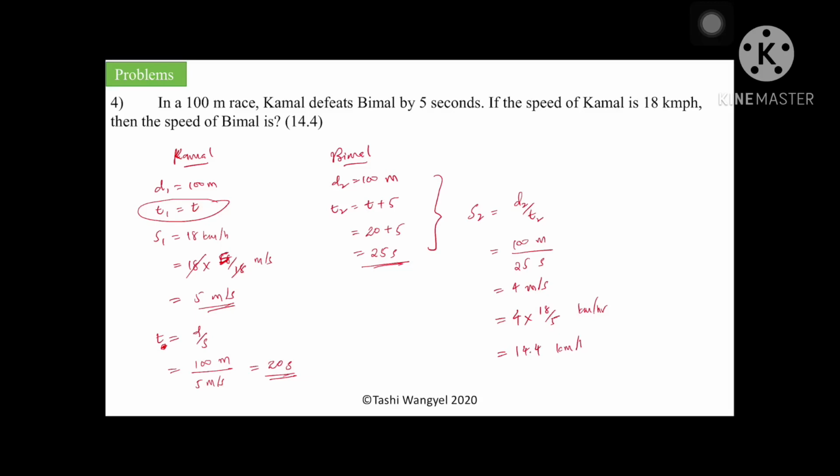is 14.4 km per hour. So in the 100-meter race, Kamal defeats Bimal by 5 seconds. Kamal's speed is 18 km per hour and Bimal's speed is 14.4 km per hour.